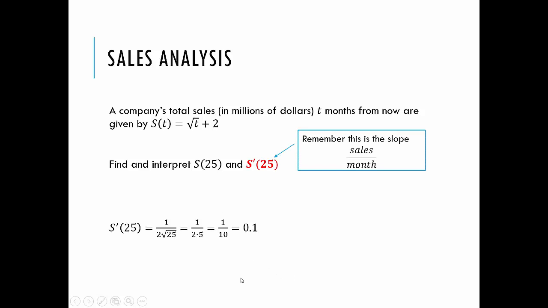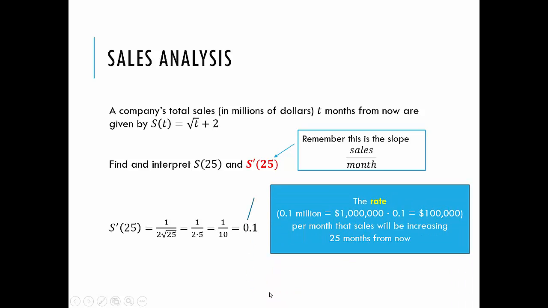How we interpret this is, remember, this is a slope. So this is the change in my y, which is the change in my sales, over the change in my x, which is the change in the month. So this would say the rate. That's the key, that the derivative is a rate. I took the 0.1 million, because they said this was in millions, and multiplied it by a million, and it says sales will be increasing by $100,000 per month, 25 months from now.